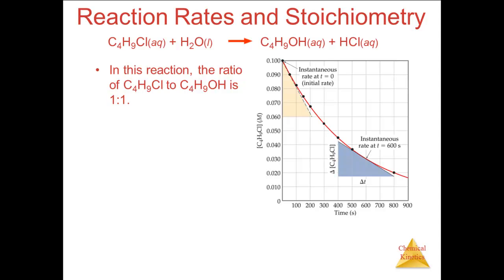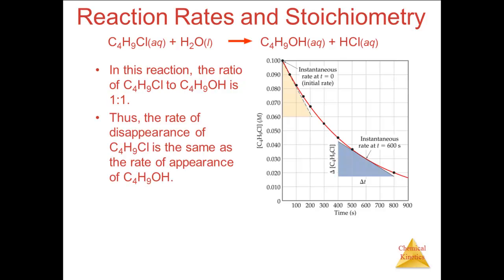This is because the two substances are in a 1-to-1 ratio. So every time a molecule of butyl chloride reacts, a molecule of butyl alcohol is produced. So the magnitude of the rate of disappearance of butyl chloride and the magnitude of the rate of production of butyl alcohol are the same. However, the concentration of butyl alcohol is increasing, while the concentration of butyl chloride is decreasing. We show this in the equation in this way.